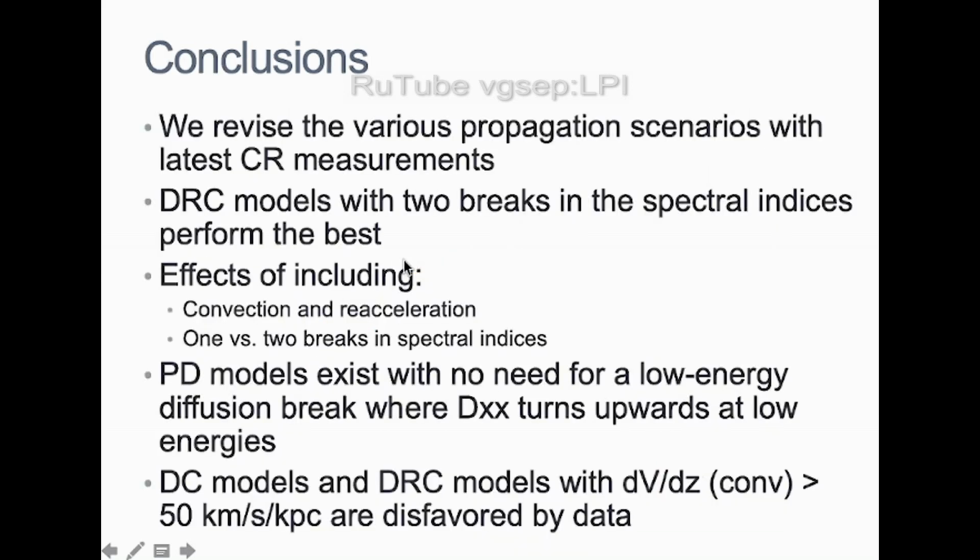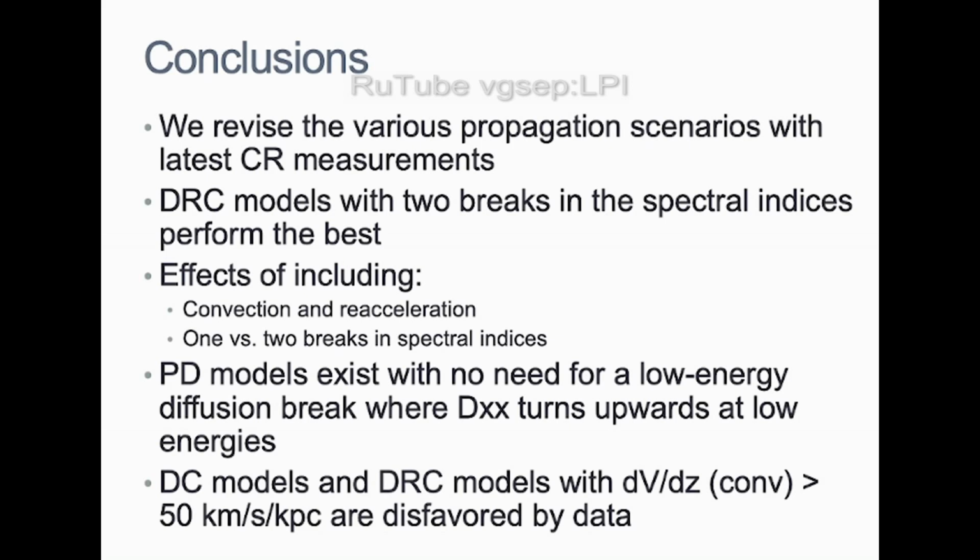The major purpose of our work is to present these revisions of various cosmic ray propagation scenarios using the latest cosmic ray measurements. And so overall, DRC models with 2 breaks in the spectral indices perform the best, having the most degrees of freedom. And we explore the effects of the other scenarios as well. DRC1 with only 1 break in the spectral indices is the second best performing and is only slightly worse than DRC2. And leaving out convection reacceleration as seen in DRE and PD models does hurt model performance somewhat as well.